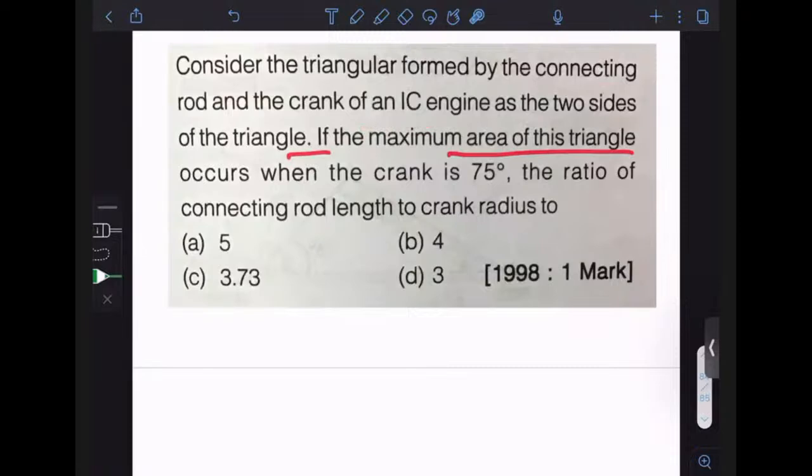If the maximum area of the triangle occurs when the crank is 75 degree, means this 75 degree with the top dead center, the ratio of the connecting rod length to the crank radius, means L by R, they ask you N. What is the value of N in this, everyone? Tell me. Can anyone find out? This is the one problem.